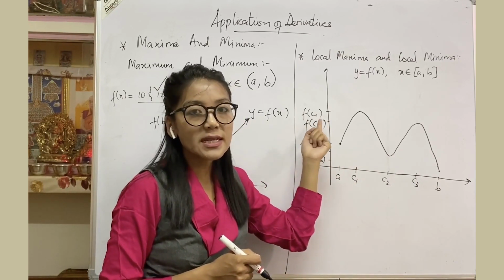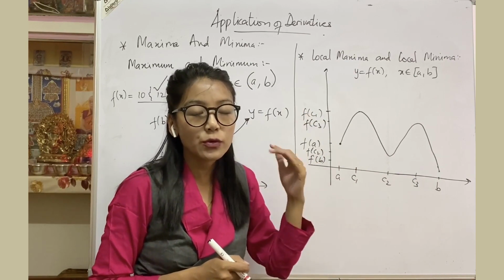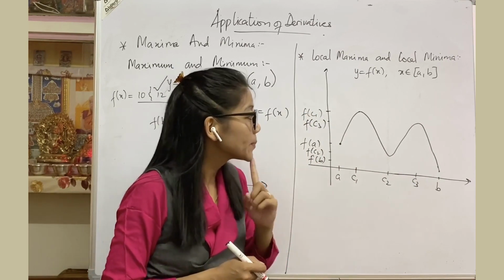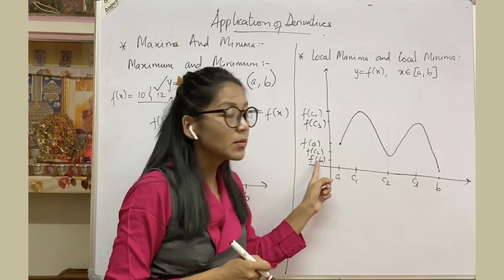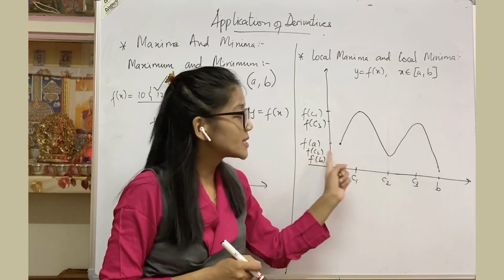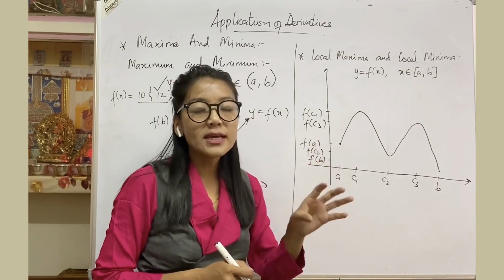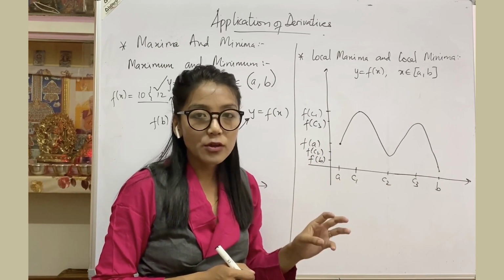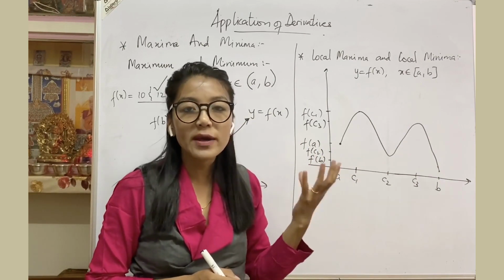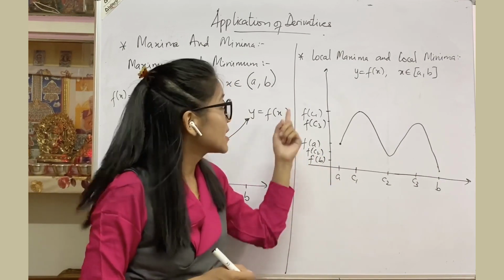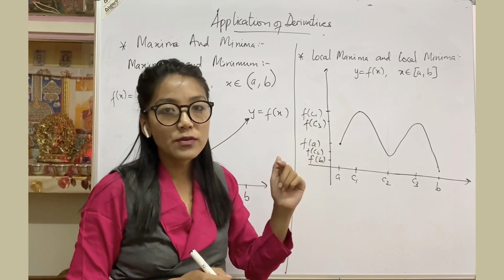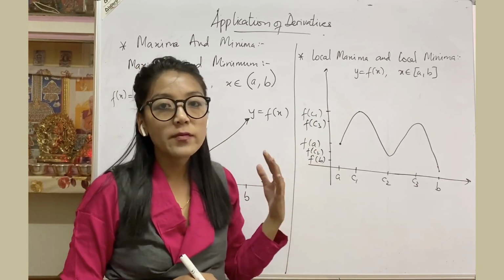Okay, so therefore we say that f of c1 is the maximum value. You will get only one maximum value. And f of b is the minimum value of the function, right? So it is least. So we say that b is the point of minimum value of the function, and c1 is the point of maximum value of the function, and f of c1 is the maximum value of the function, f of b is the minimum value of the function.